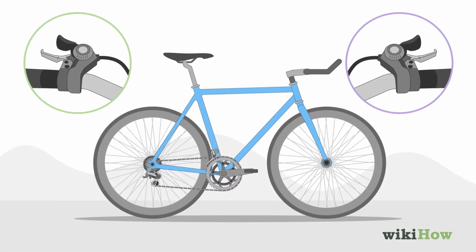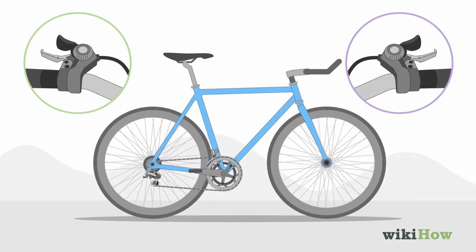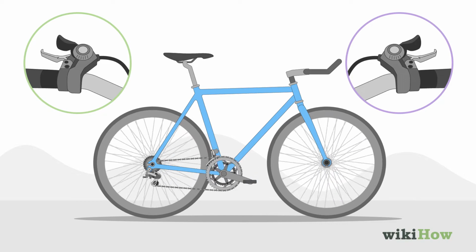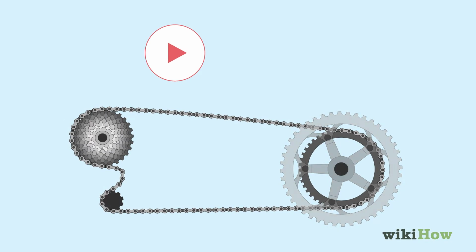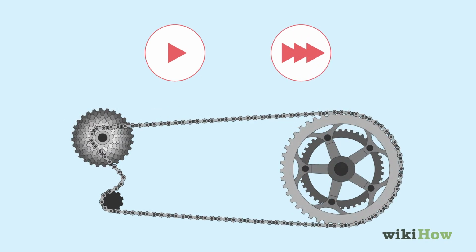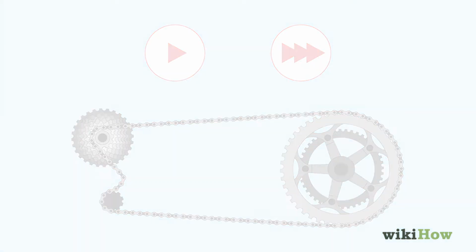Practice changing gears while pedaling on a flat surface, and always shift while you are pedaling forward. In general, it's good to start in a low gear when you begin a bike ride, and then shift up to a higher gear as you start to pick up speed.